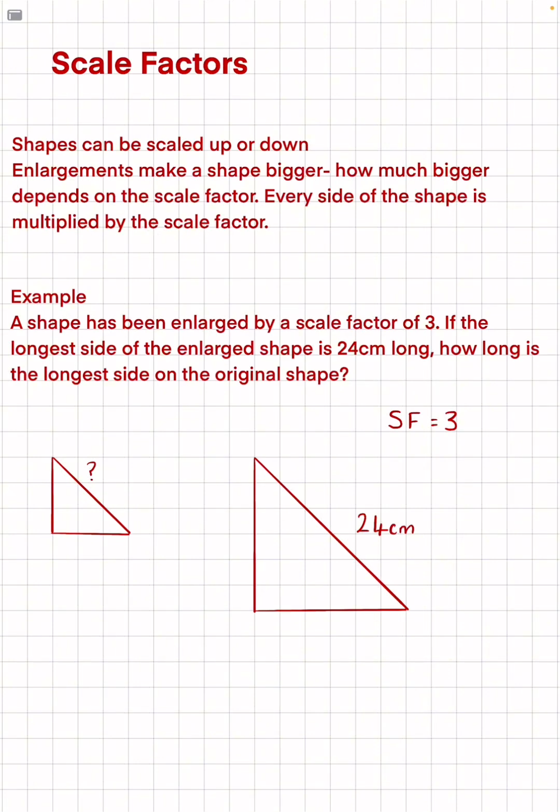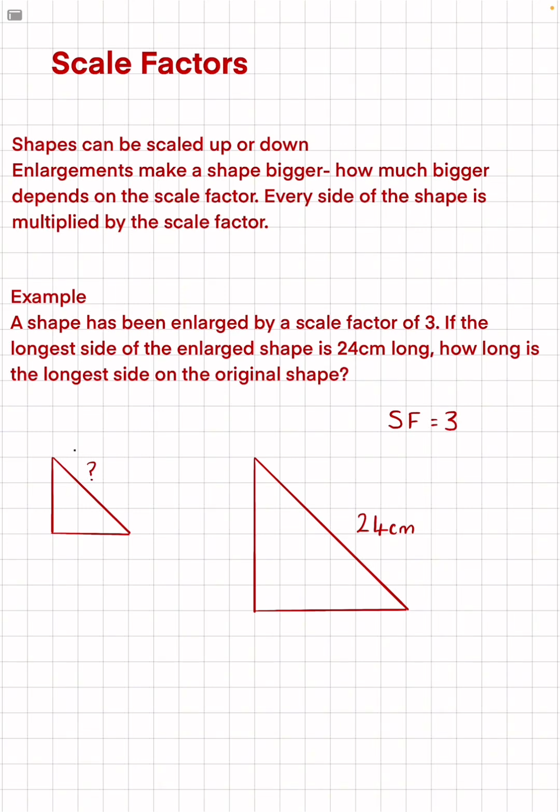Here's an example. It says a shape has been enlarged by a scale factor of 3. If the longest side of the enlarged shape is 24 centimeters long, how long is the longest side on the original shape? So here's the original shape, and here's the enlarged shape. So the longest side is this, and it's been enlarged to 24 centimeters. The scale factor is 3.